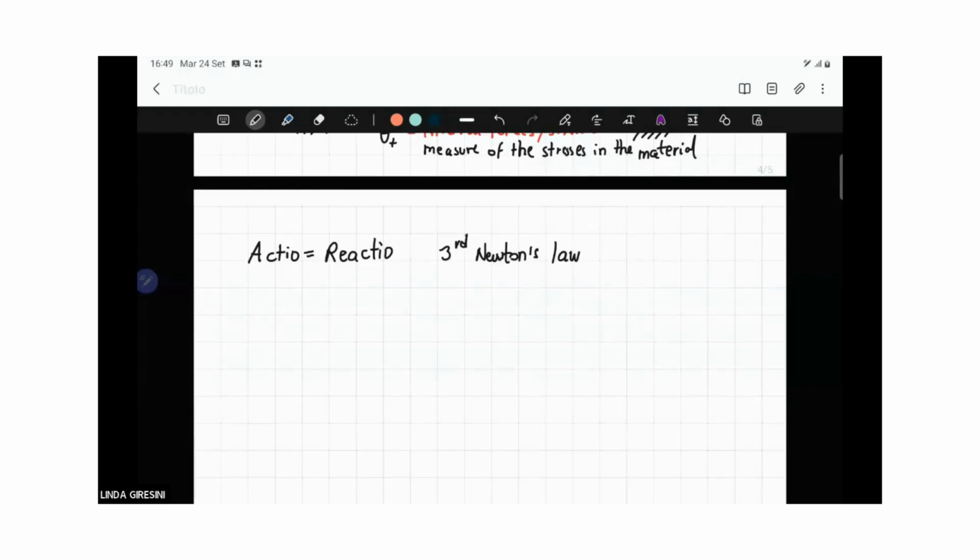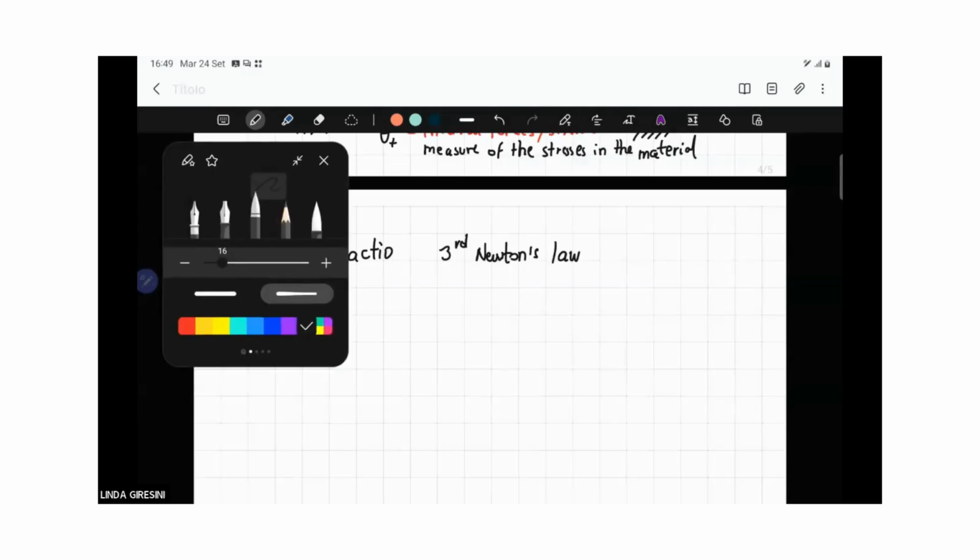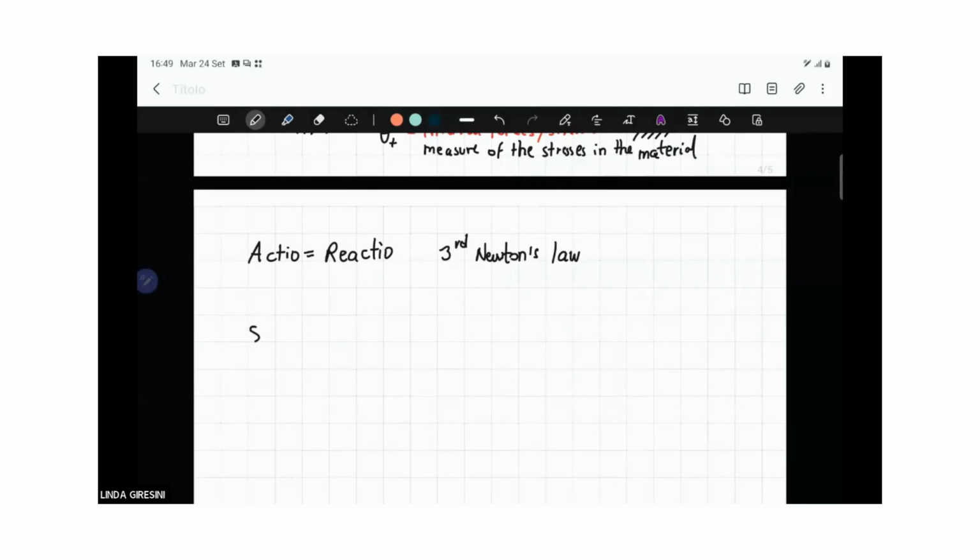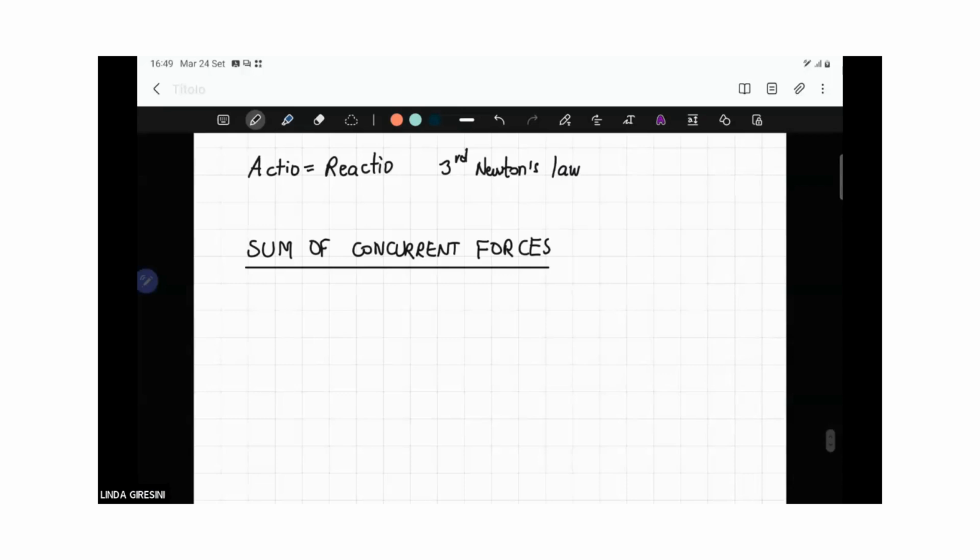Okay, good. Now let's see how we can compute the sum of concurrent forces. First of all, what are concurrent forces? They are forces with a given magnitude. It must not be the same magnitude at all. One can be 1 Newton, the other one 2 kilonewtons, the other one 3, etc.